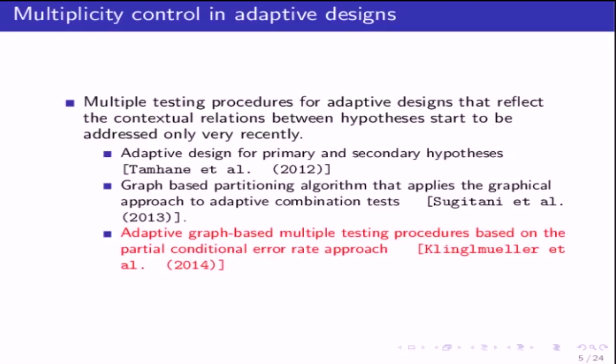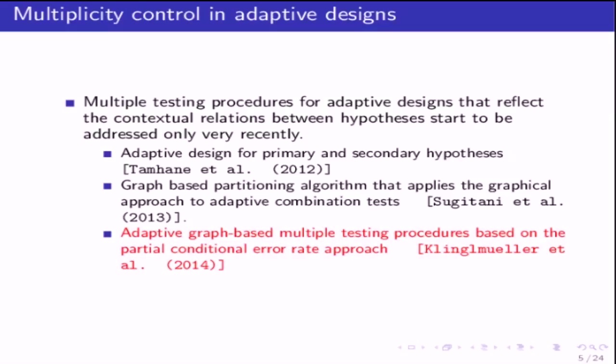to adaptive combination tests. But the topic of my talk today is that I would like to show adaptive graph-based multiple testing procedures based on the partial conditional error rate. And this paper has been published in the Journal of Pharmaceutical Statistics last year. And if you go to the journal webpage, you can access it for free there.